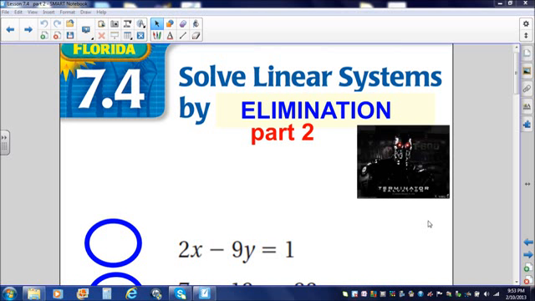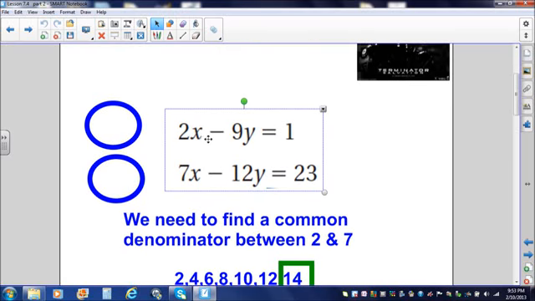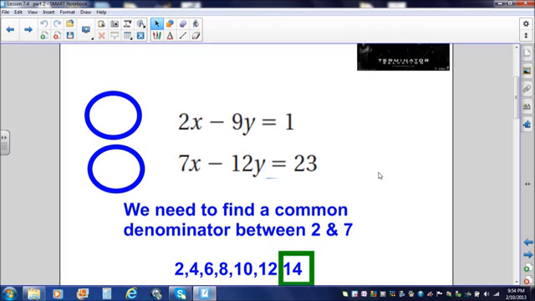Your notes today are lesson 7.4 part 2. We are still working on elimination. So here we go. Please write down the system. Remember, a system is two or more linear equations. Please write 2x minus 9y equals 1. Please write down 7x minus 12y equals 23.